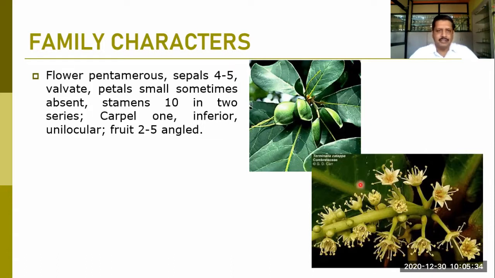Stamens may be double in number, that is 10, normally in 2 series. It is monocarpellary, carpel 1, normally inferior, and it is unilocular. Fruits are 2 to 5 angled. So this fruit you can observe here.